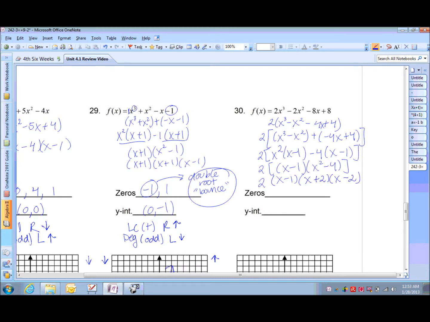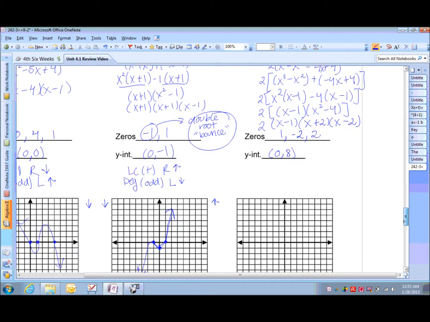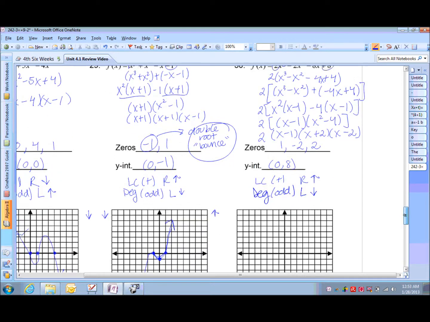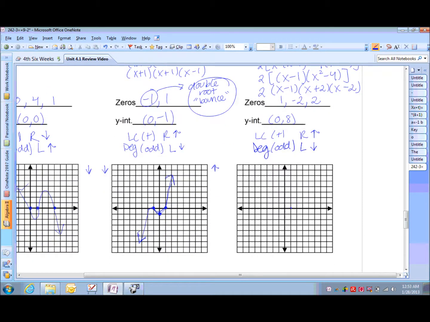Now this 2 out front really is a moot point, because it doesn't affect my zeros. So my zeros are 1, negative 2, and 2 in this case. And my y-intercept is positive 8, so 0, 8. My leading coefficient is 2, so it's positive. So my right tendency will rise in this case. And the degree is 3, so it's odd. So the left tendency is going to be the opposite from the right, so my left tendency is going to fall.